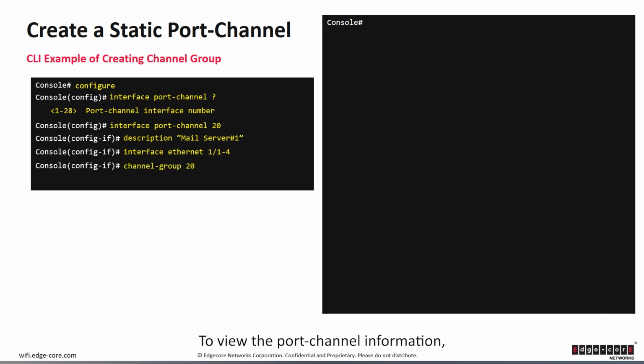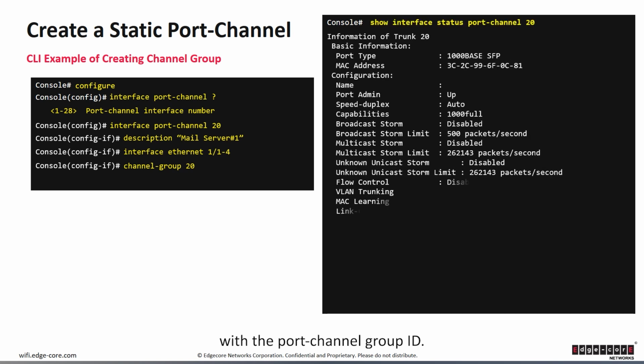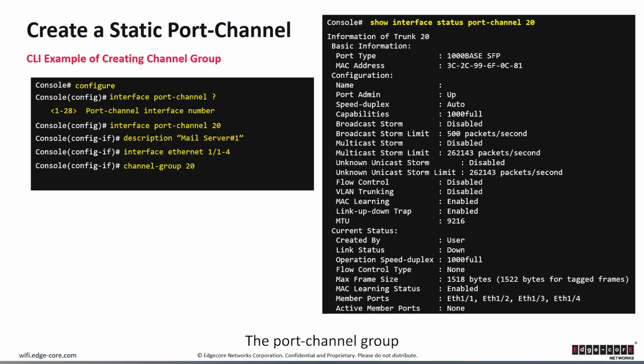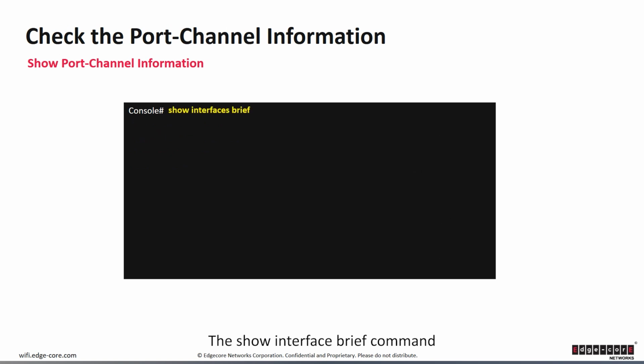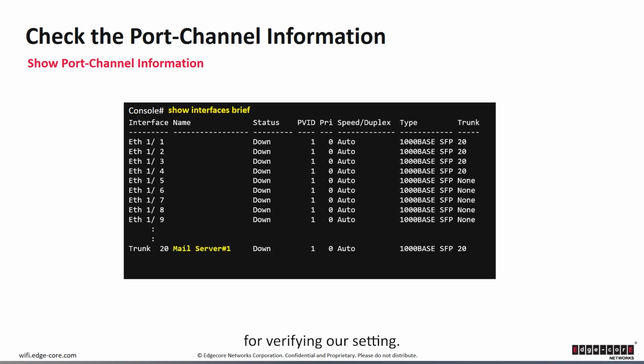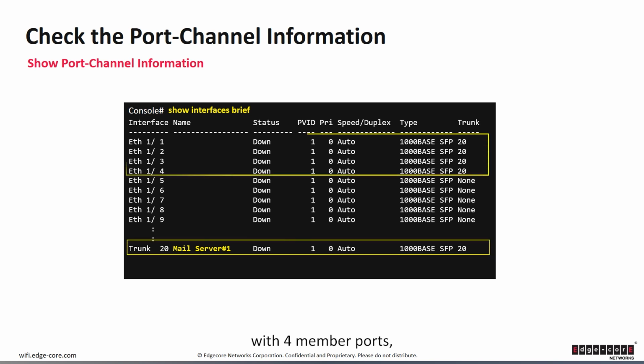To view the port channel information, type the Show Interface Status port channel with the port channel group ID. The port channel group in our example has 4 members. The Show Interface Brief command is an alternative for verifying our setting. We can see that trunk 20 has been created with 4 member ports, port 1 to port 4.